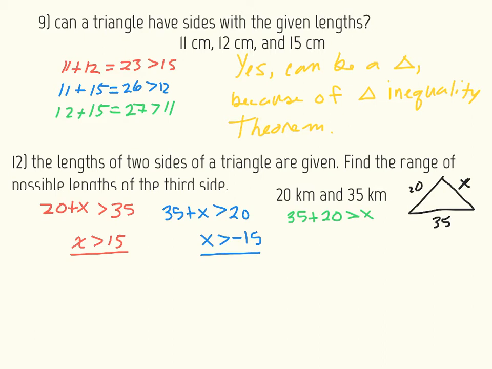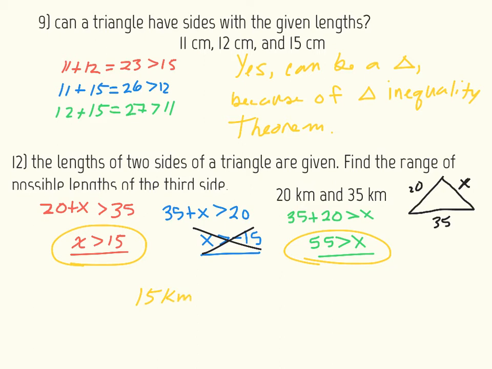And the last one, if we add 35 plus 20, we have 55 is greater than x. Okay, so now we find the ones that would encompass the x. The negative doesn't really make sense because you can't have a negative length anyway, so I'm going to ignore that one. And I'm going to look at the other two. X is bigger than 15, but x is smaller than 55. So 15 kilometers is less than x, which is less than 55 kilometers. So that would be your final answer.